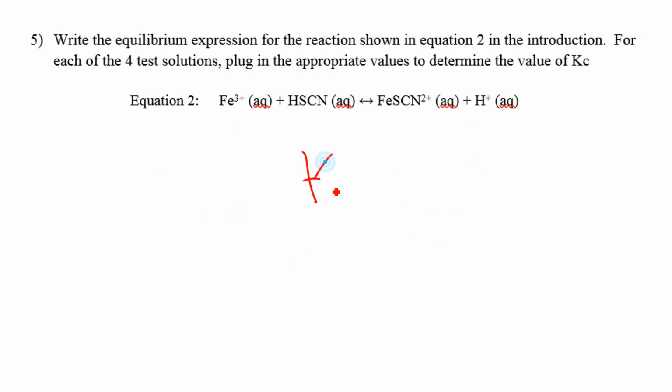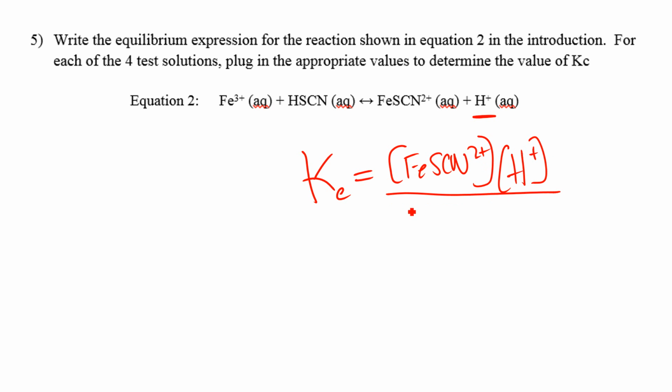So the big thing with this one, your Kc expression, is don't forget about the H+. So it's FeSCN2+, and then you've got this 0.5 molar H+ hanging around, and then divided by Fe and HSCN, and there are no coefficients. You don't have to worry about squaring or cubing anything, so that's nice. So you should plug some numbers in. You should get an answer that's close to 50. If you're getting anywhere from 40 to 90, that's great.